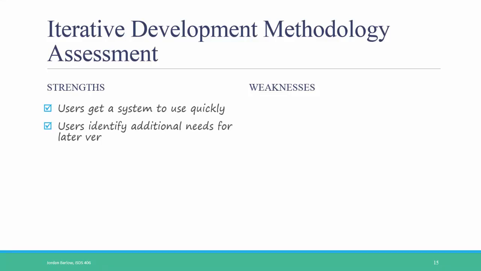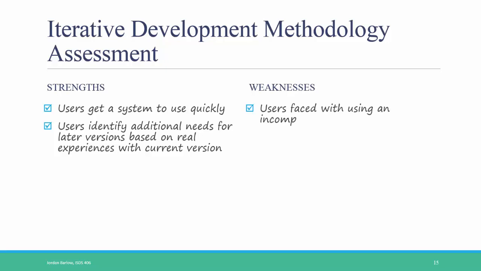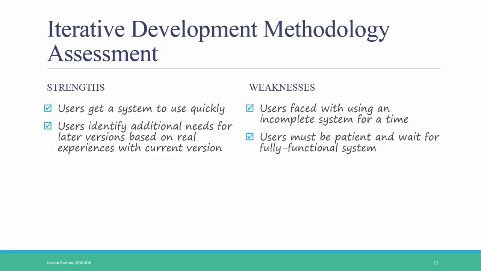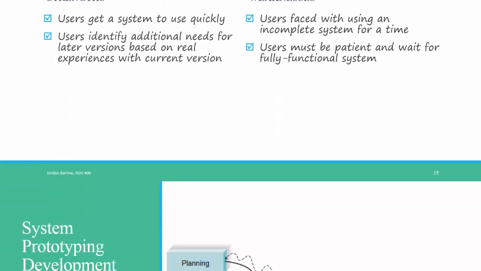The strengths of the iterative development methodology are that users get to use a system more quickly. Users can also identify additional needs for later versions based on their actual experience with the first version of the system, whereas in the waterfall method, users have to use the only version that was developed. The weaknesses of iterative development are that users are faced with using an incomplete system for a time. When version 1 is done, users will be using a system that is not as complete as they would like it to be. And users must also be patient and wait for the fully functional system to be ready.